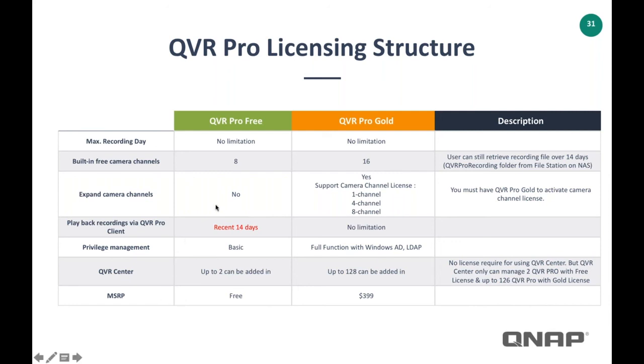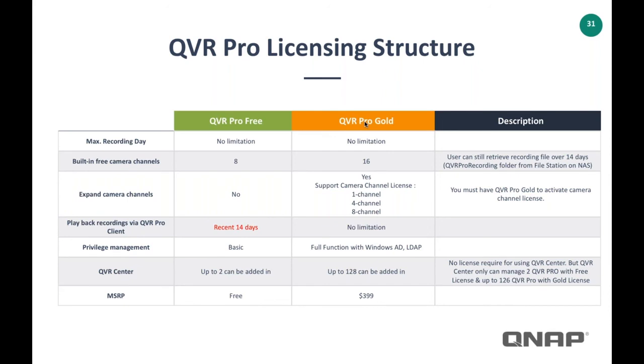The other limitation is that only 2 of the QVR Pro free versions can be added to our QVR Center. So if you want to have many NAS all incorporated into QVR Center, only 2 of those NAS would be the QVR free versions. Now, if you want more than 8 cameras, you need to get QVR Gold, because you can only add more licenses to QVR Gold. You can't just add more licenses to the free version.